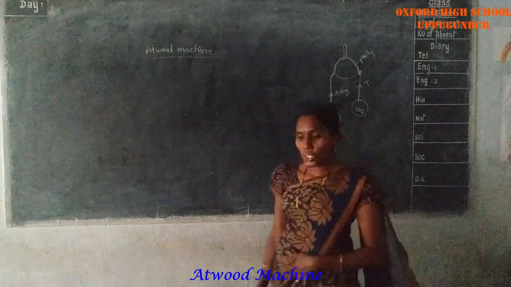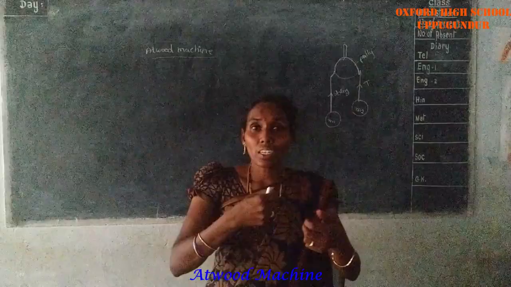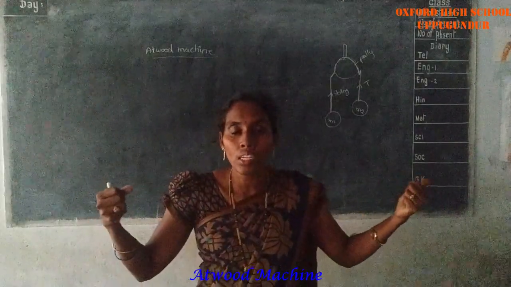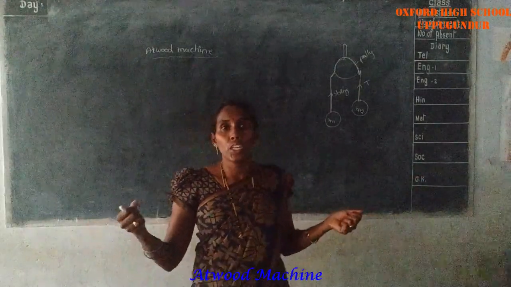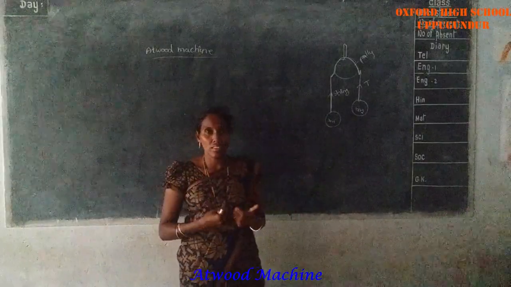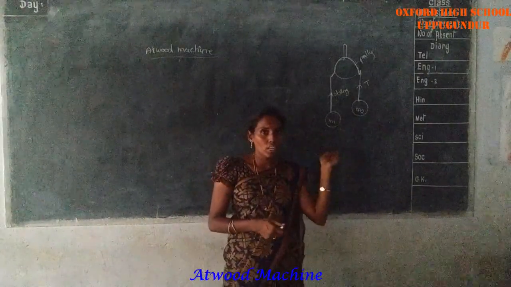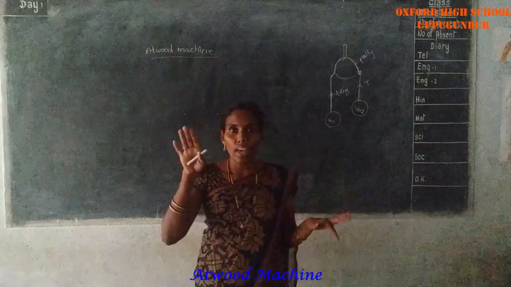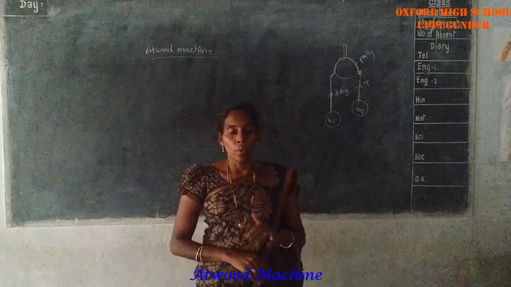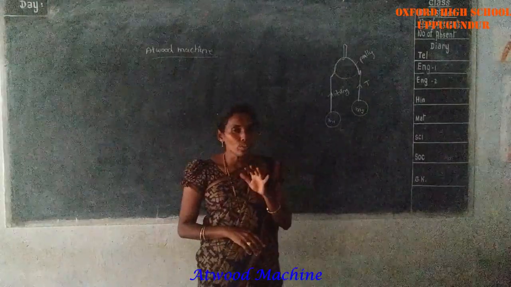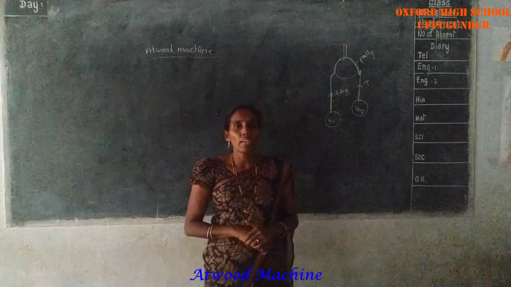What is the tension? Tension is nothing but the tightness of the rope or string. Tightness of the rope or the string is called tension. The tension force produced in the string is always acting in the upward direction. Now listen carefully. The tension force is always acting in an upward direction.